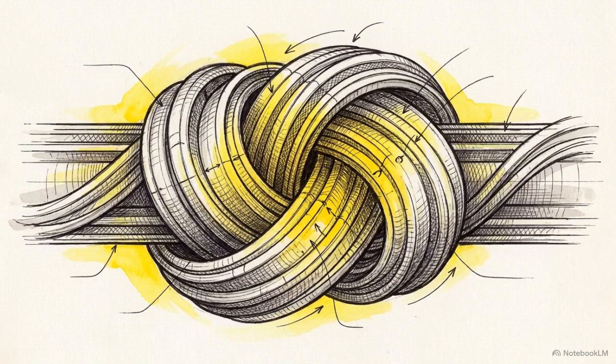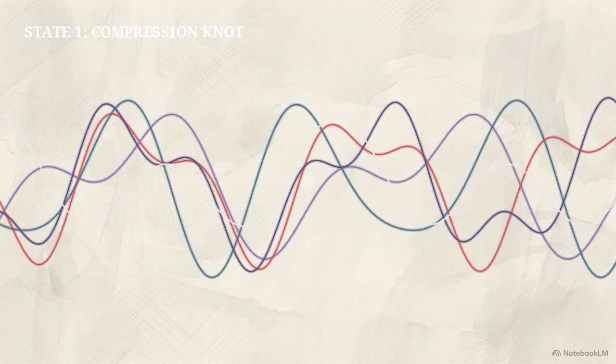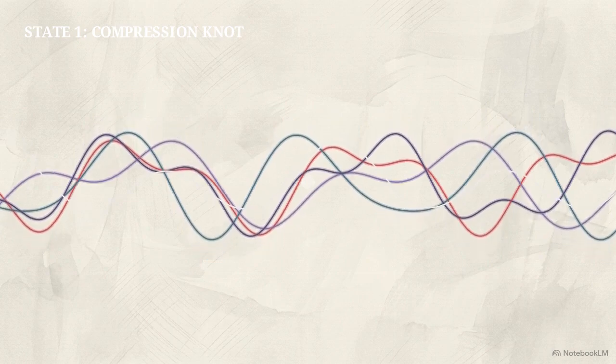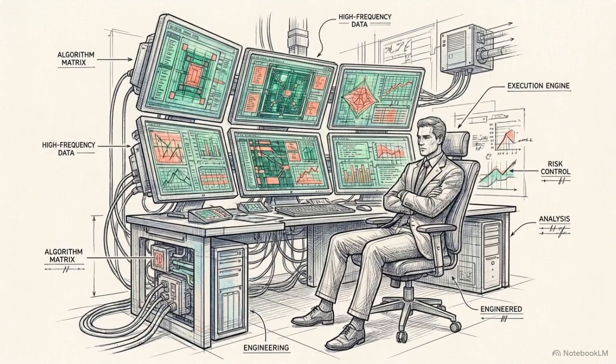The first is the energy storing phase, known as the compression knot. Look closely at this telemetry. The multiple timeframes tightly coil, cross over, and flatten out into a narrow horizontal band. Here, price is locked in a tight balancing loop, absorbing volume and building massive kinetic energy. During this phase, smart money desks are quietly absorbing liquidity and accumulating serious size, preparing for the next macro move.